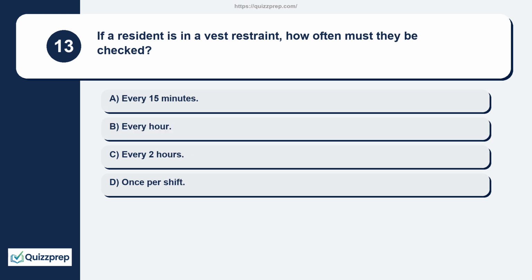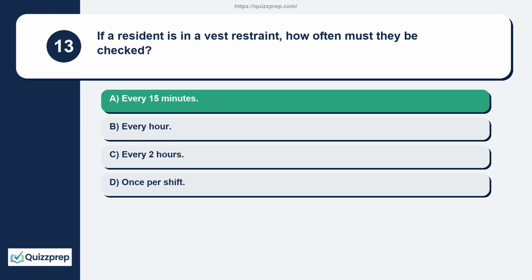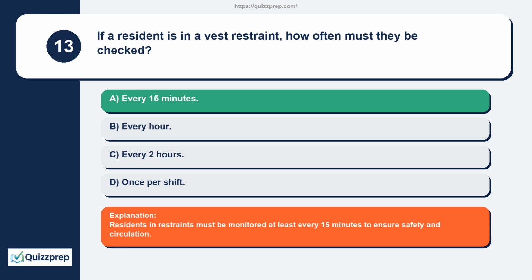Question 13. If a resident is in a vest restraint, how often must they be checked? Every 15 minutes, every hour, every 2 hours, once per shift. Residents in restraints must be monitored at least every 15 minutes to ensure safety and circulation.